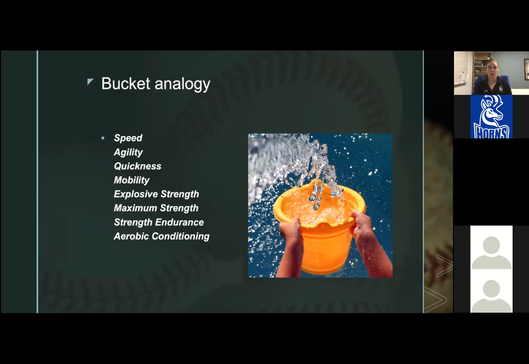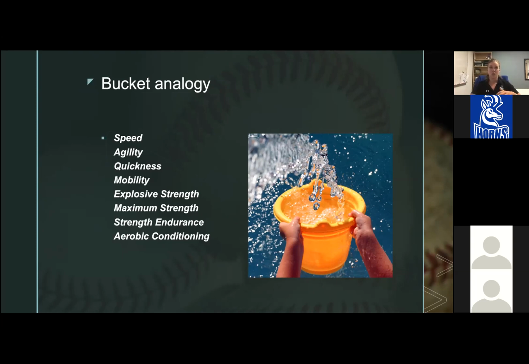and we want to think about when we work on an athletic ability, we're pouring into that athletic bucket. And this is an analogy that comes from a strength coach down in the US, and we want to fill the buckets. And so we're going to pick the athletic development quality that we're going to work on, and then we're going to fill it.